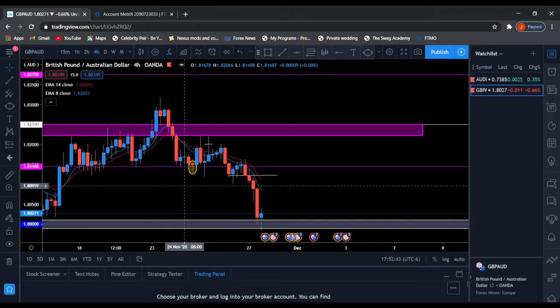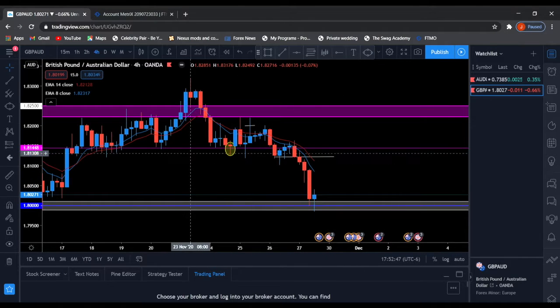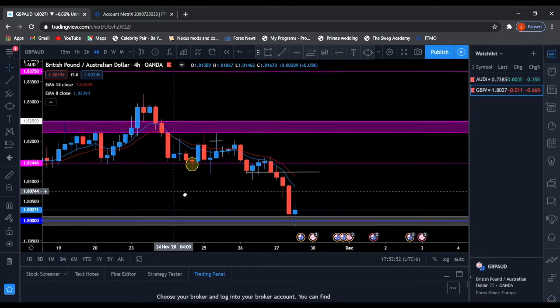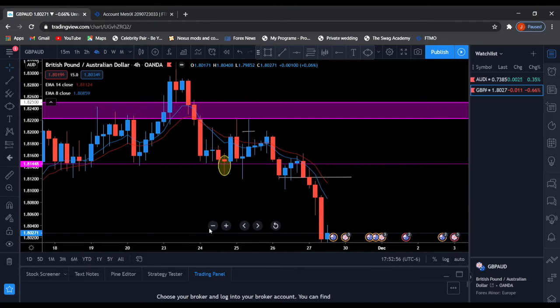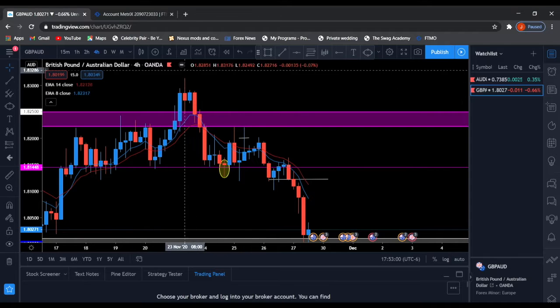Alright, so we're gonna start from up here. Actually, my first trade that I took hit stop loss, and I'm gonna go over why it hit stop loss too. So, alright, so we're up here.